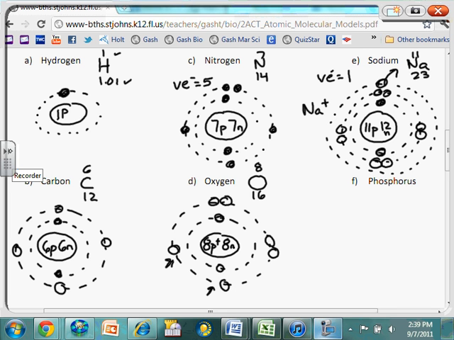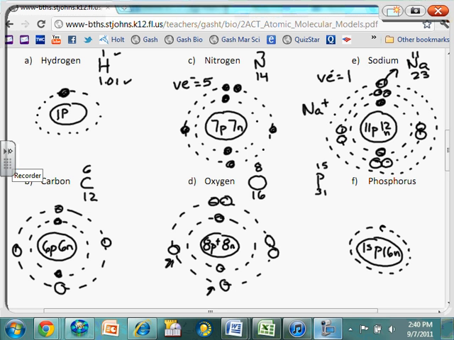Let's move on to phosphorus. Phosphorus is a little bit bigger. So phosphorus atomic symbol is P. Atomic number is 15. The atomic mass is 31. Okay, so let's take a look at phosphorus. The nucleus is going to have 15 protons. 31 minus 15 is 16. So notice this is another weird atom. It has 16 neutrons. Okay, so we need a total of 15 electrons.